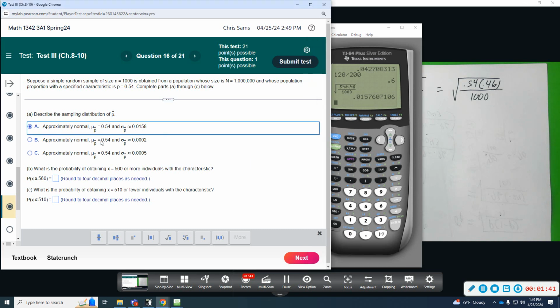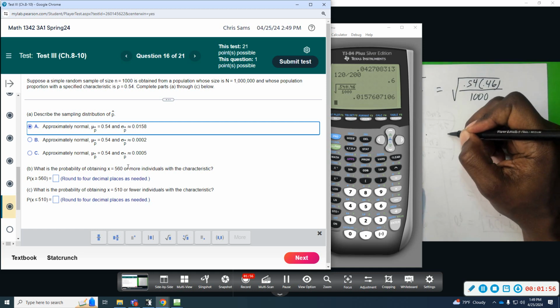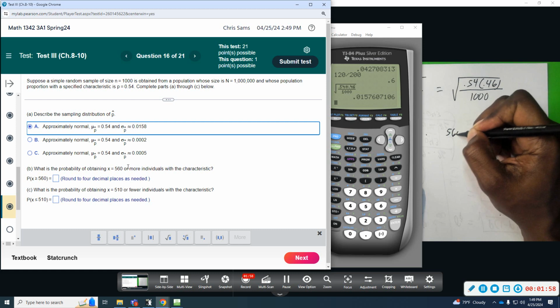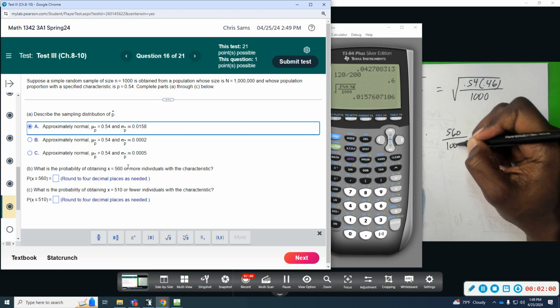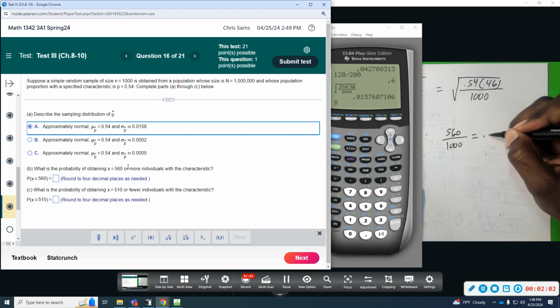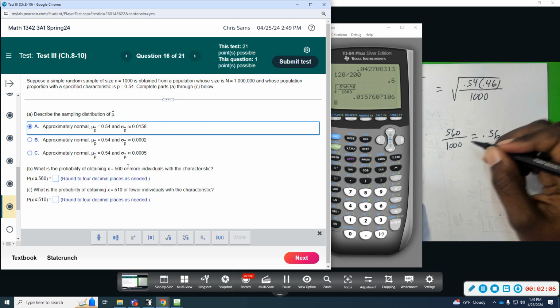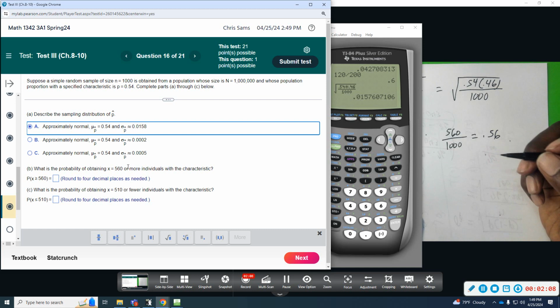And once we get the mean and standard deviation, we're going to be using the normal approximation. So that's what approximately normal means, so we're going to find the probability of these two. Given that we have 560, we're trying to find the probability of 560 out of 1,000, which will give us 0.56. So we're trying to find that proportion greater than 0.56.